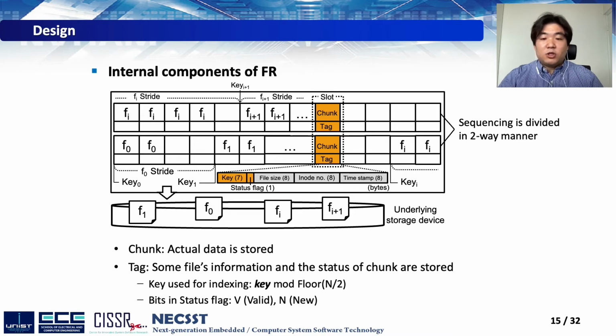The main elements of the tag are the key and the status flag. The key is a unique value given when the file is created and is used to assign the initial chunk location for each file. The status flag indicates the status of the chunk and consists of a valid bit and a new bit.